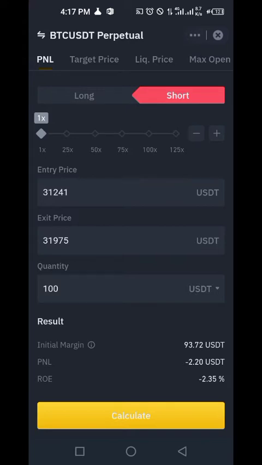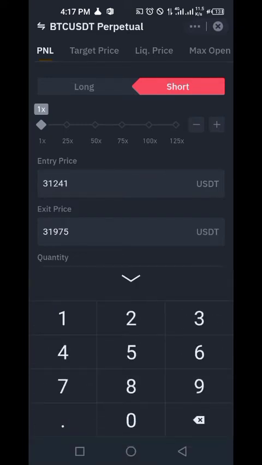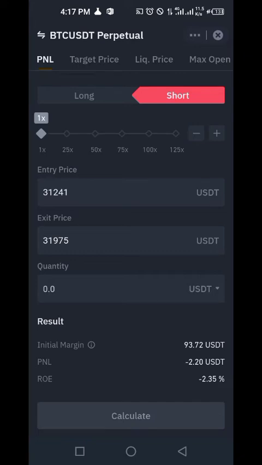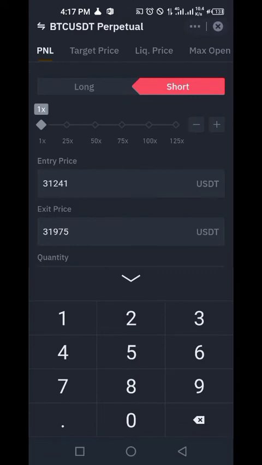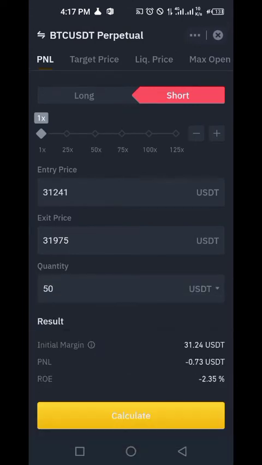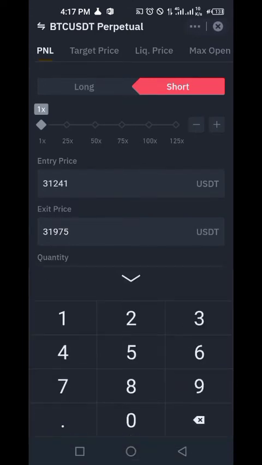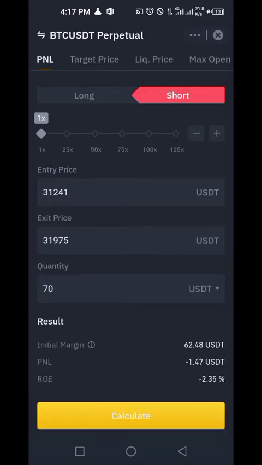So meaning that if my trade gets started and it eventually hits the stop loss, from the amount that I'm trading with, I'll be losing just $2. You getting that? Now let me reduce it. Let's say I wish to just lose $1.5. I wish to just lose $1.5, so I'll be entering 70. Now it says it will cost me 62.48 USDT to maintain the position.